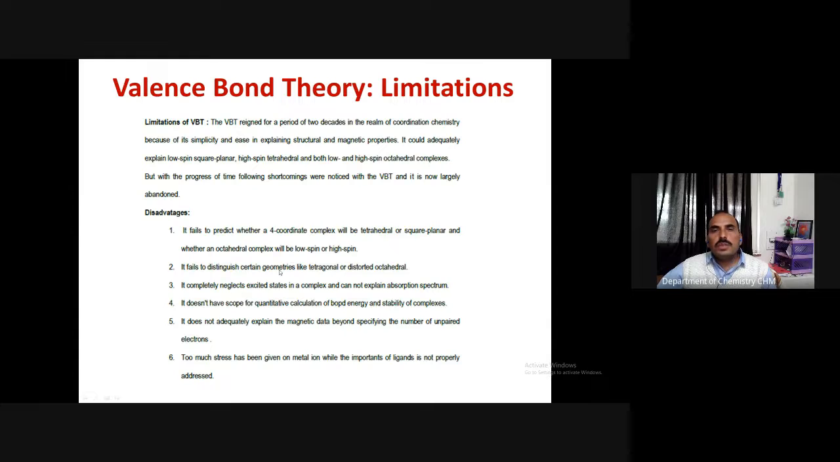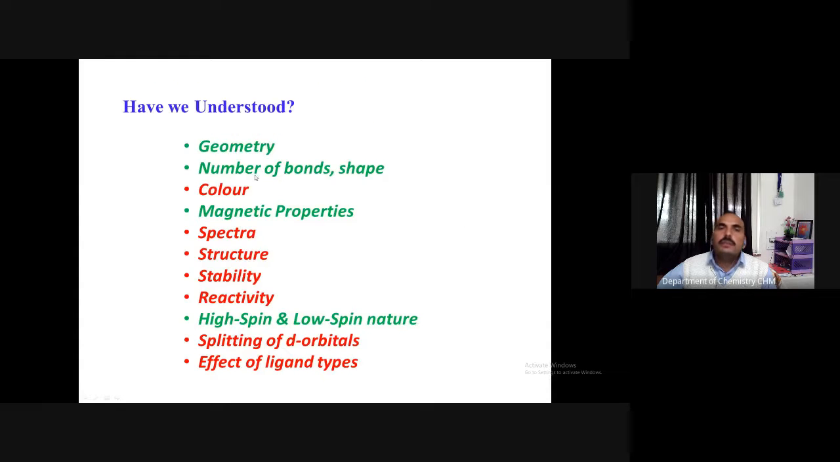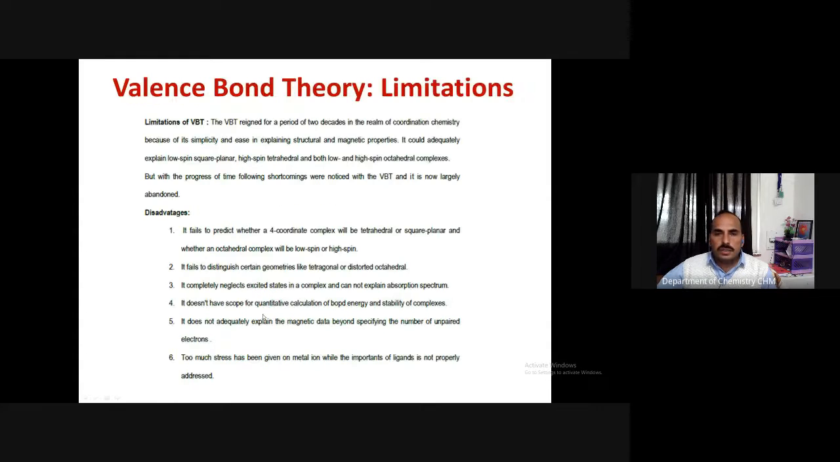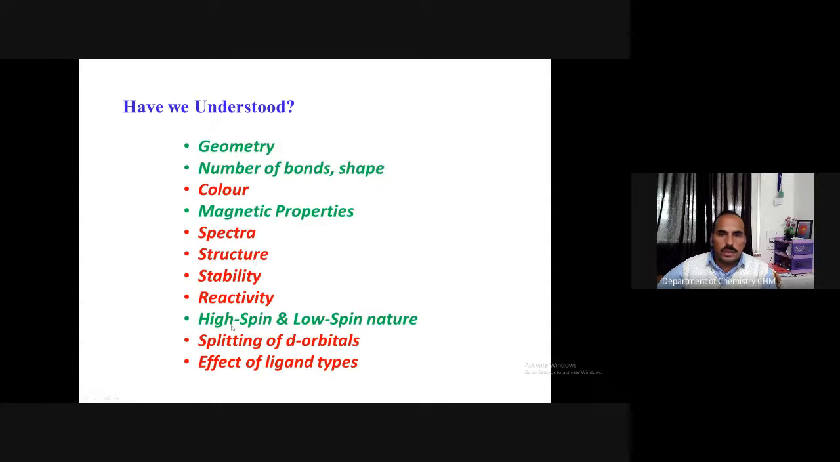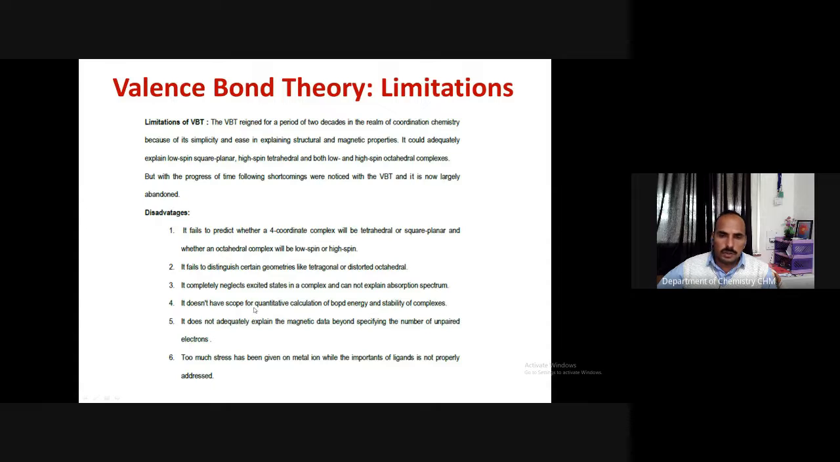That's why I'm saying that geometry can be explained to some extent, but if there is a distortion, you cannot explain it, right? And of course, the other things that I told you, reactivity and stability, are not explained. Also, it does not adequately explain the magnetic data beyond specifying the number of unpaired electrons. That only, the number of unpaired electrons. Other than that, it will not explain.